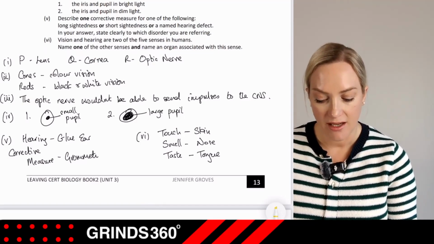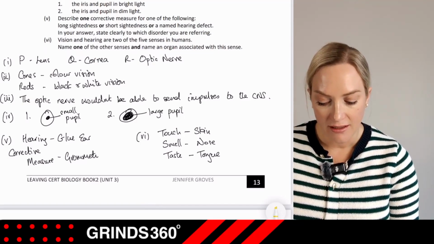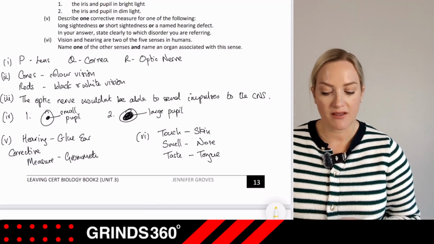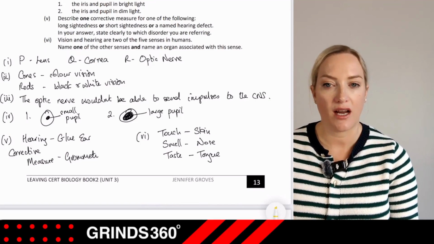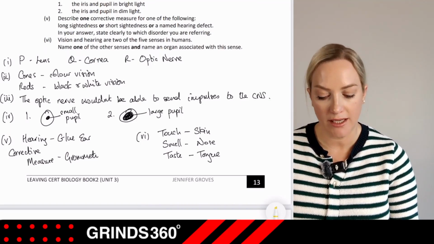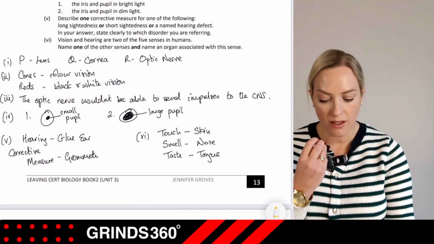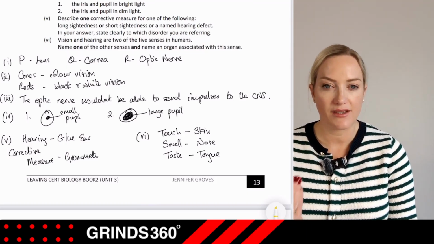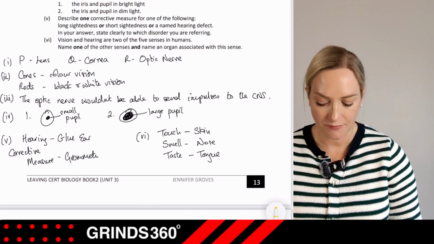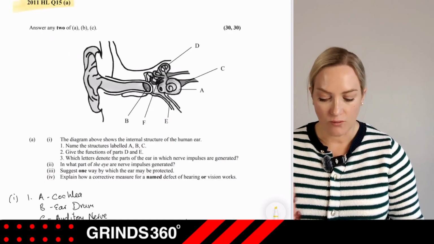And I've skipped one there, where I have sketched two diagrams of the front of the eye to show the iris and the pupil in bright light and the iris and the pupil in dim light. In bright light, our pupil is much smaller, and in dim light, our pupil is much larger. And then let's look at one question on the ear.